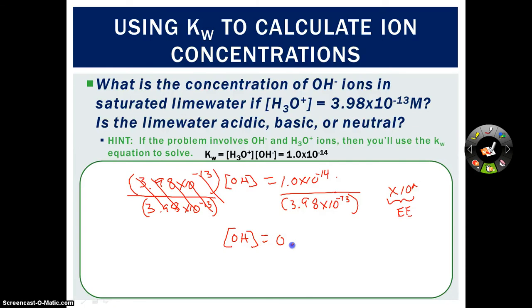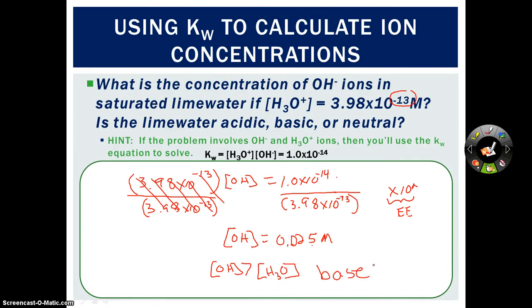of 0.025 molar. All of these, remember, have units of molarity. So now I need to compare these. OH is 0.025. H, or hydronium, is 3.98 times 10 to the negative 13th. That means I would move this decimal point 13 spots to the left. That'd be a really, really, really small number. So OH is greater than hydronium. Hydroxide is greater than hydronium, so that means this is a base.